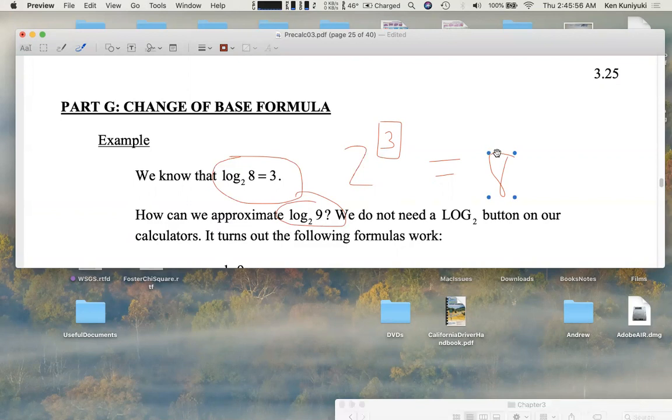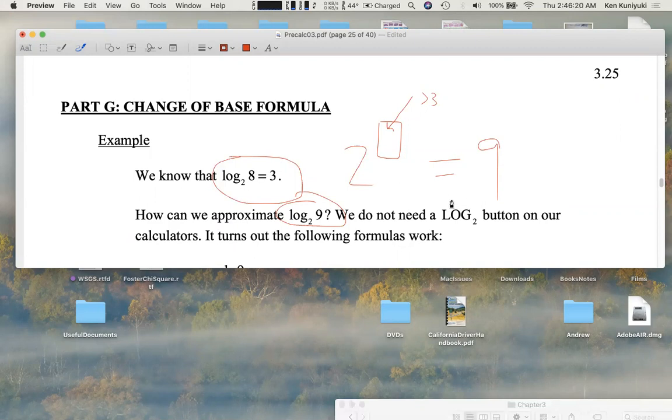Now let's say we want to approximate log base 2 of 9. So instead of the 8 here, we're now asking 2 to what exponent will give us 9. Whatever number goes in that box, we expect it's going to be a little bit bigger than 3, right? If 2 to the third is 8, we expect 2 to something a little bit bigger than 3 to be 9, because log base 2 of x is an increasing function.